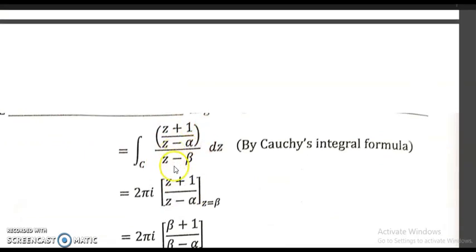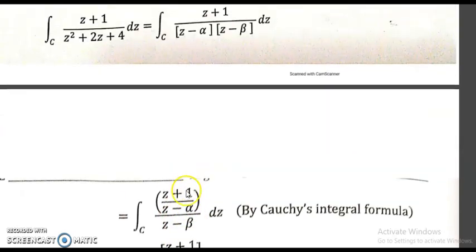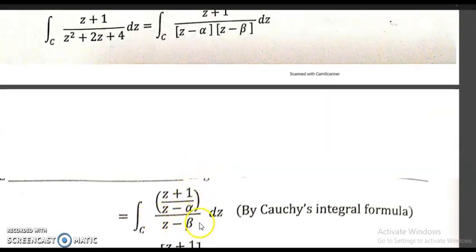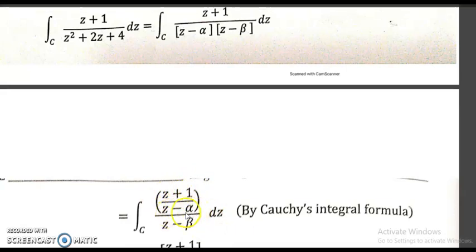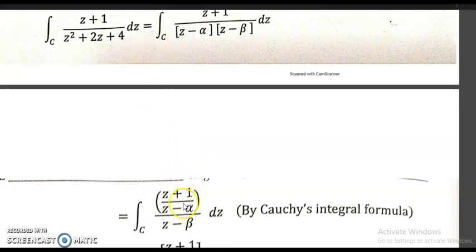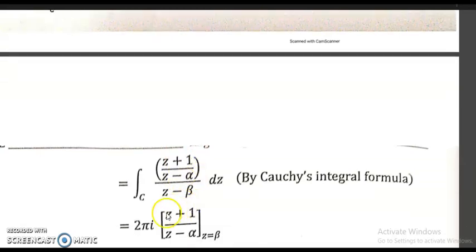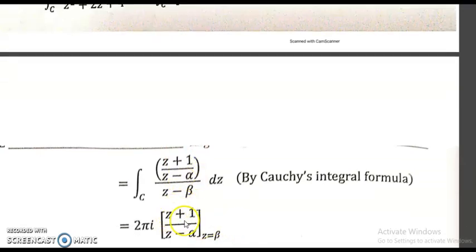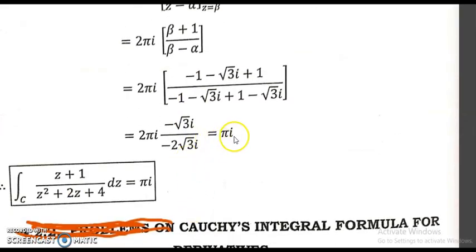Then you take 2 pi i f of beta here. You should follow this step: 2 pi i f of beta, and you find f of beta as in the previous problem. So f of z is the numerator, z plus 1 by z minus alpha. Substitute f of beta, instead of z you take beta. Alpha can also be replaced by the value which you have got here, and then you follow the steps. 2 pi i f of beta, substitute f of beta to get the answer. So your final answer will be pi i. You can do this on your own.